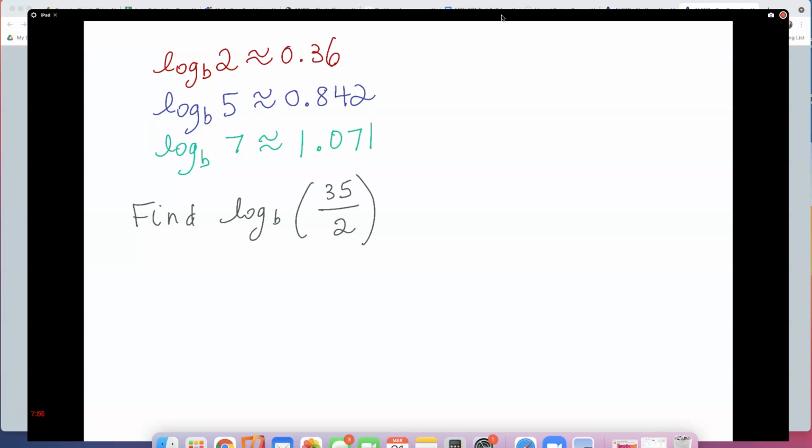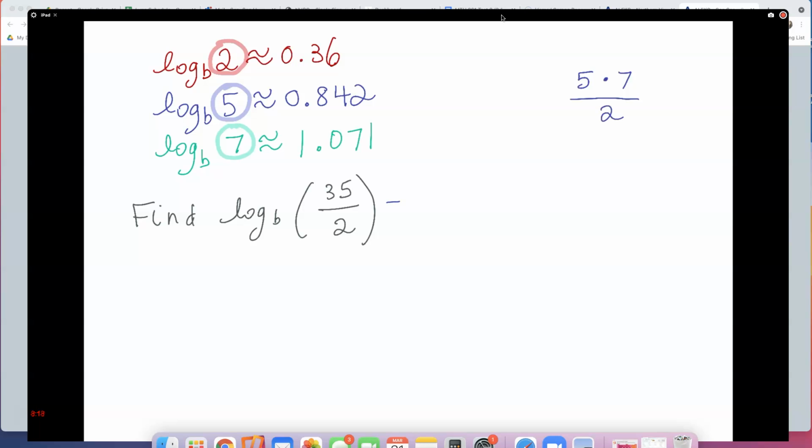Top of the fraction is 35. You notice I can do 5 times 7. Isn't 5 times 7 35? So that's going to be the top of the fraction. The bottom of the fraction is just 2. So I'll just go ahead and put that 2 in the bottom.